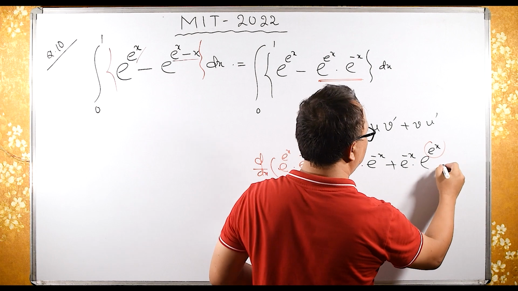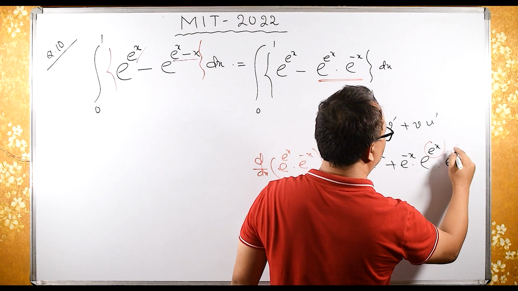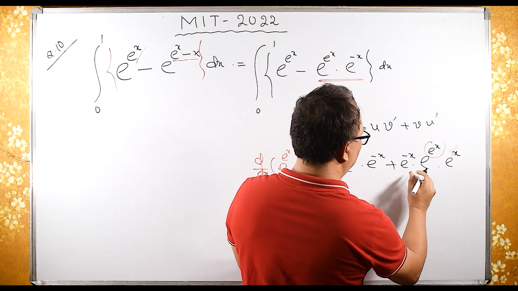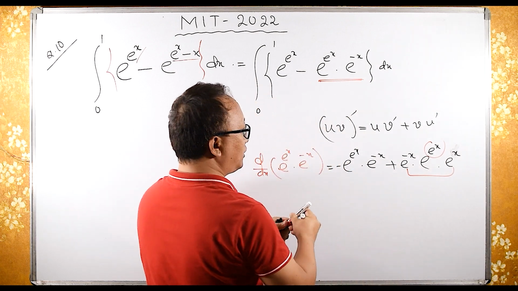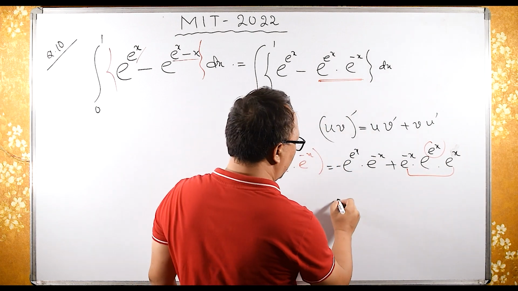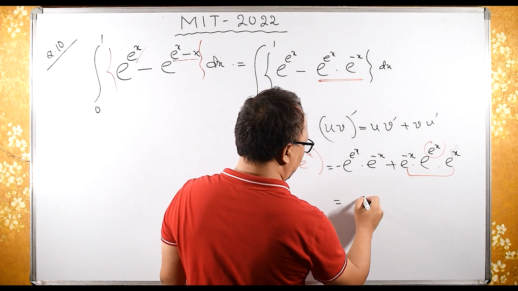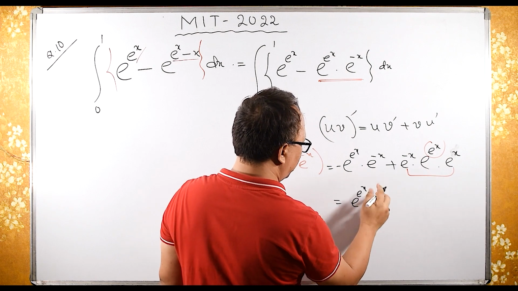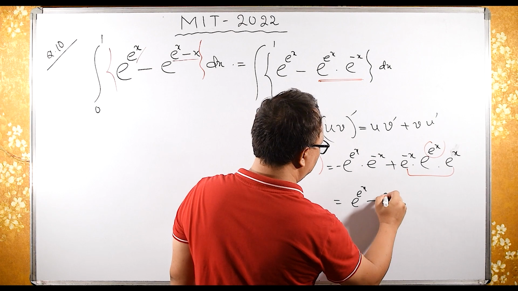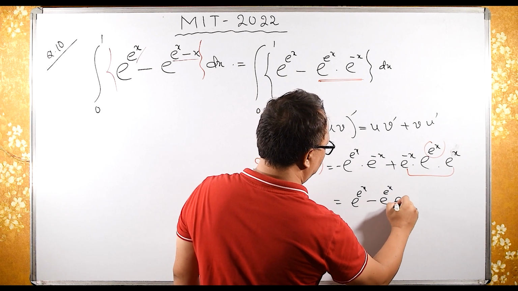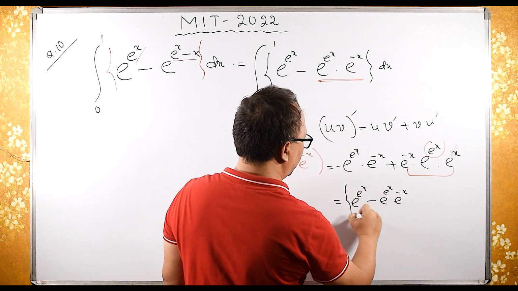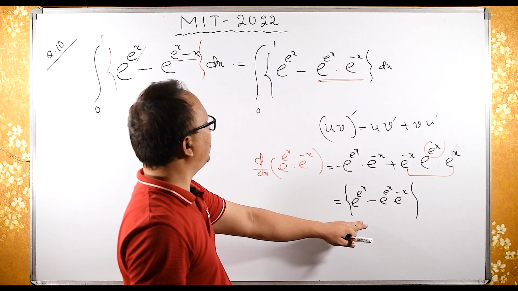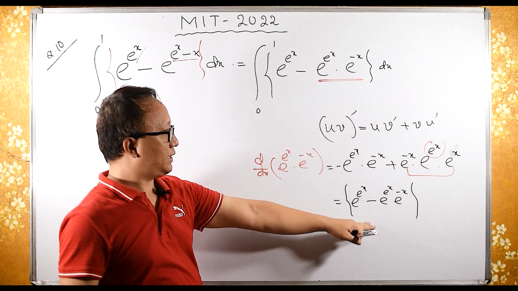So this will be as it is, e raised to x. Now these two get cancelled. e raised to minus x plus x gets cancelled. What we have is, I can write this first, e raised to x, this second minus e raised to x, and then e raised to minus x. Now this is same as this. Look here, this is same as this.